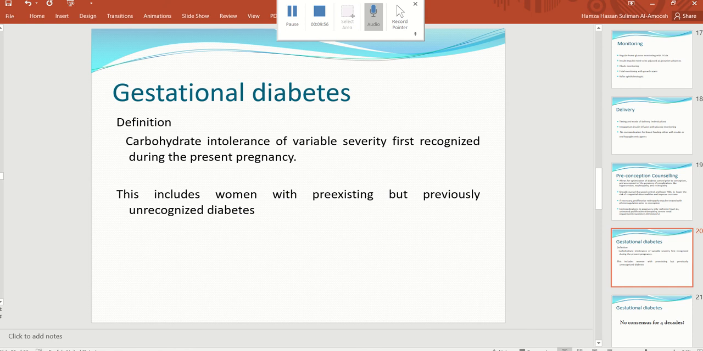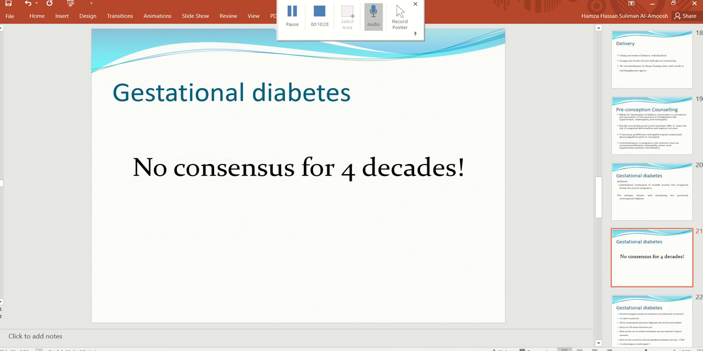Now the other entity is gestational diabetes. It is defined as carbohydrate intolerance discovered for the first time during pregnancy. This also includes about 30% of pre-existing diabetes. So 30% of gestational diabetes is due to pre-existing diabetes, which was unrecognized before.